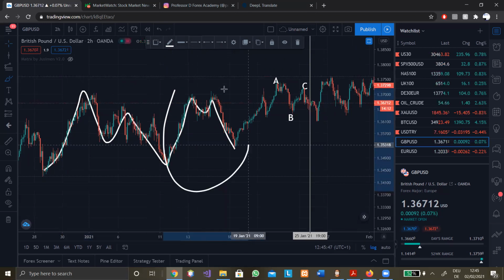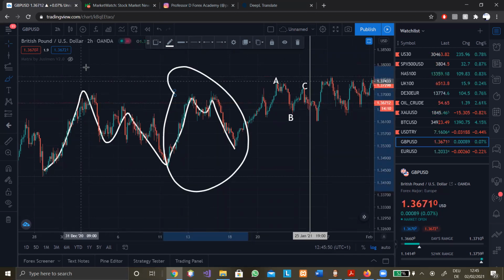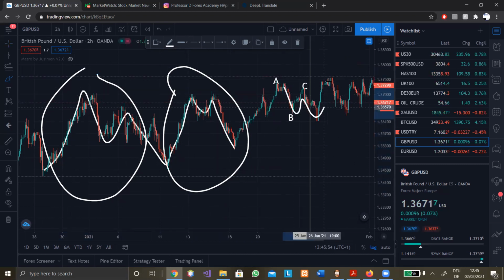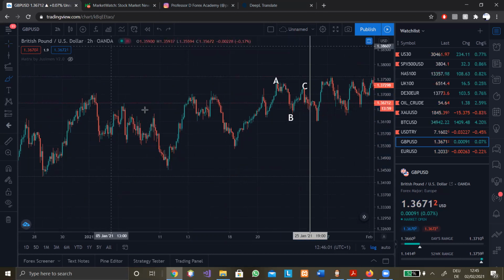This is creating W and M. This is an M, another M. Then we have the 1, 2, 3, 4 here, W. You just want to have the market taking this structure. When you find that, great job.